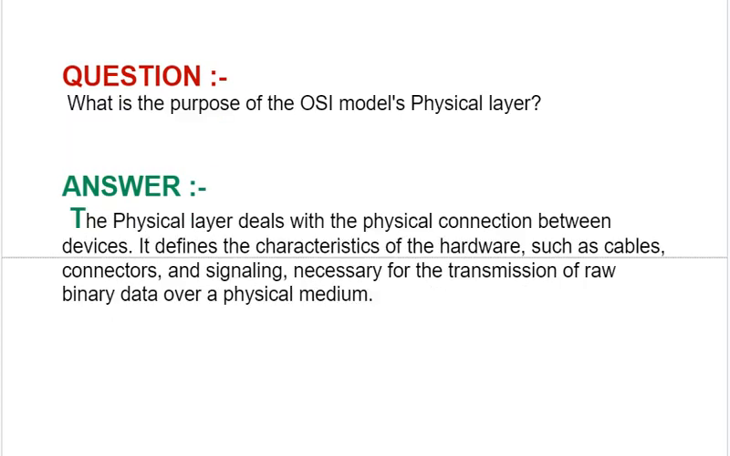Our next interview question is: what is the purpose of the OSI model's physical layer? Your answer should be: the physical layer deals with the physical connection between devices. It defines the characteristics of the hardware, such as cables, connectors, and signaling, necessary for the transmission of raw binary data over a physical medium.